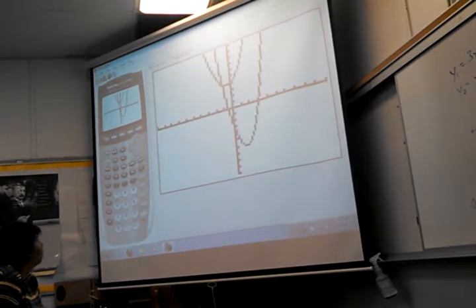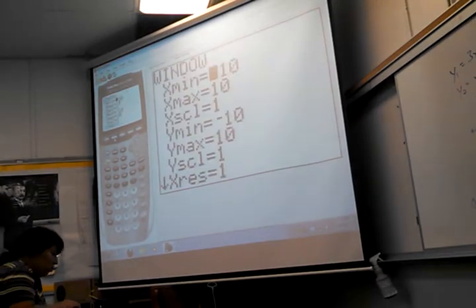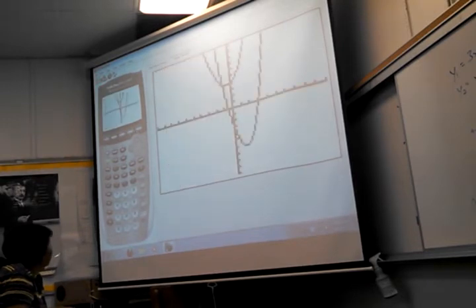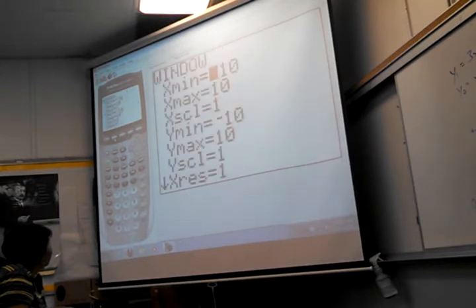Yeah, window, maybe change what on my window? Positive? I don't know. What's the highest Y value I can currently see? 10. Now where does it say that here? Y max. Yeah, Y max is currently too small. So what do you think I should make it? I don't know. We could try 20.